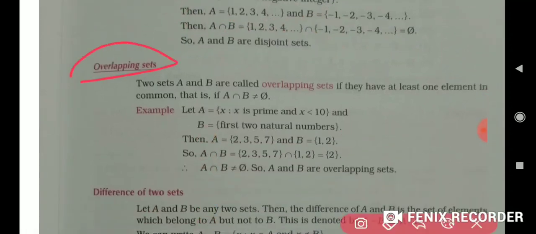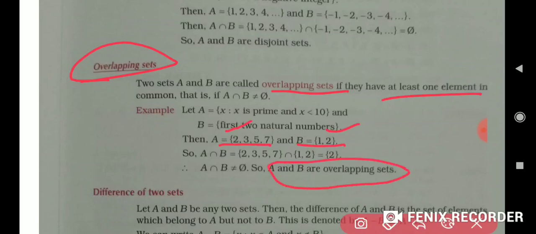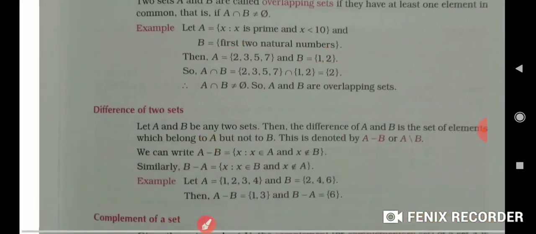Next, overlapping set. Overlapping set means sets which have at least one common element. There can be more, but at least one common element should be there. If a common element is there, then that is an overlapping set. Just see, 2, 3, 5, 7 are the elements of set A. 1 and 2 are the elements of set B. So 2 is common. So A and B are overlapping sets. And when common is not there, then they are disjoint sets. Understood?